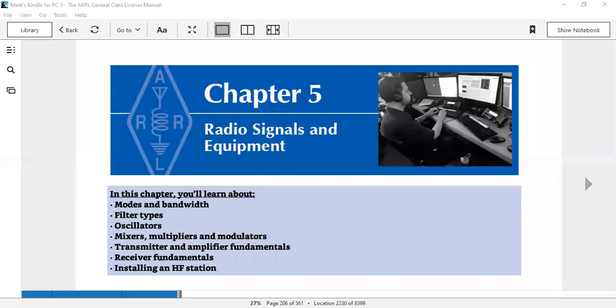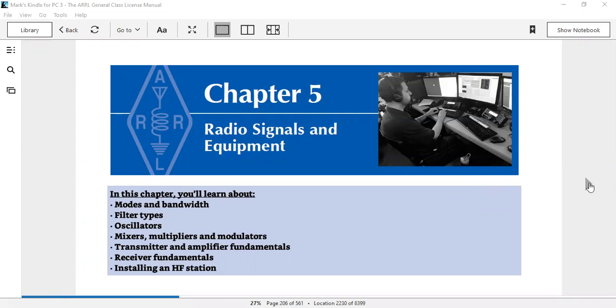Okay, this is our group, Mark and Mark, right now for chapter 5. We're going to do 5.1 and 5.2 of the ARRL manual. We're going to go over it and explain it, so that you guys can see how easy it is.